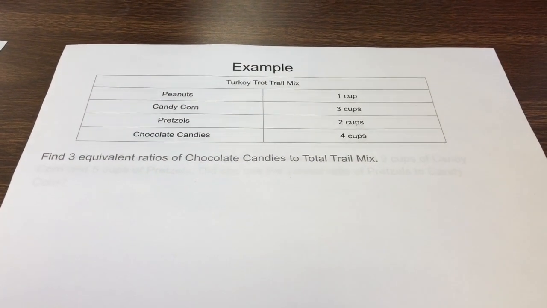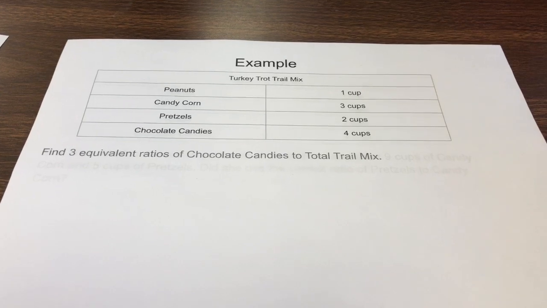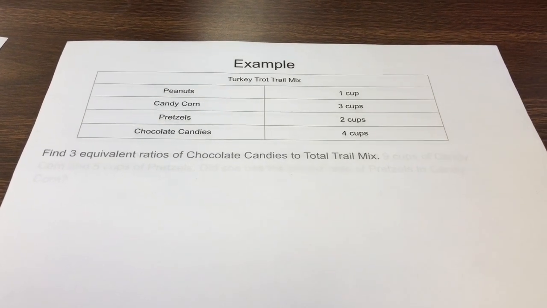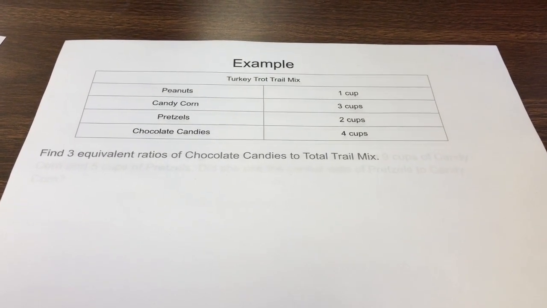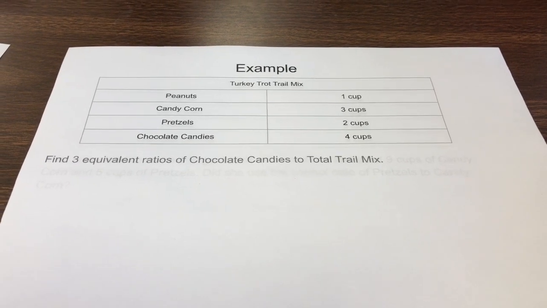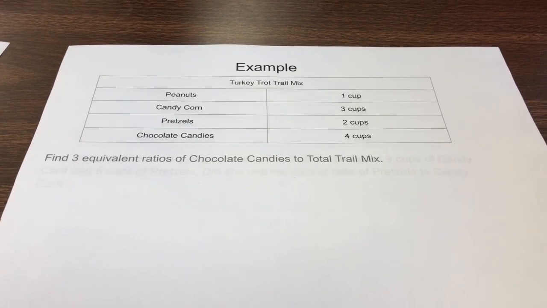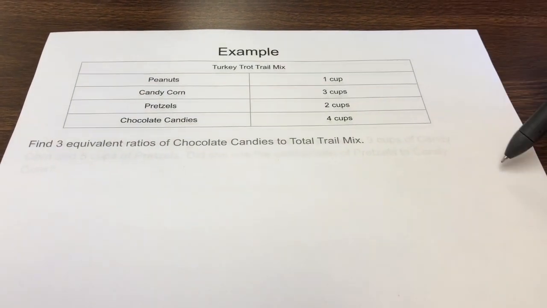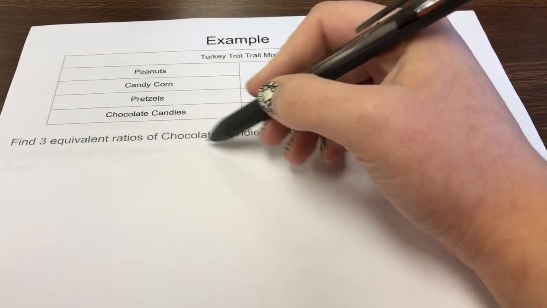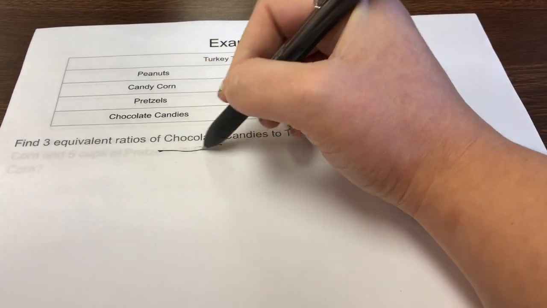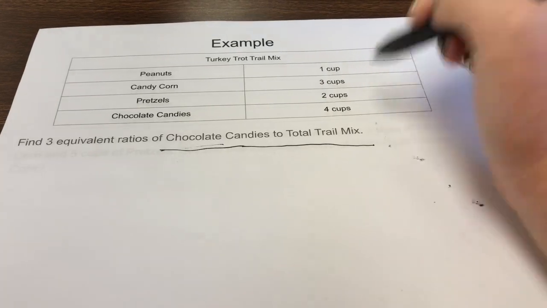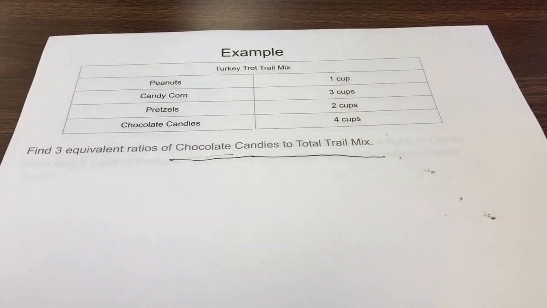Okay, so let's look at this example. So we're making the turkey trot trail mix, since you'll be seeing this video in November, and November is Thanksgiving. We're going to find 3 equivalent ratios of chocolate candies to total trail mix. We are going to have to do that extra step of finding how much total we have here.